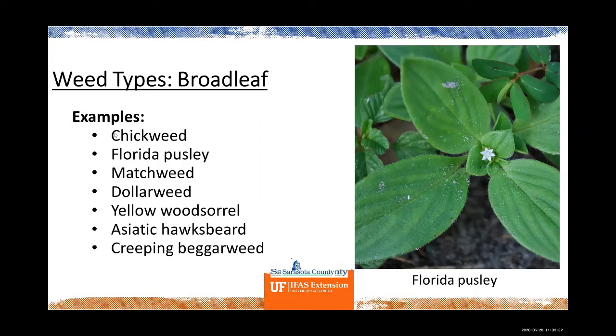Here are some other examples of broadleaf weeds: chickweed, matchweed, dollarweed, yellow woodsorrel, Asiatic hawksbeard, and creeping beggarweed. Again, it is important to know what kind of weed you're trying to control, because the label will say what kind of weed the active ingredient is effective on. And I don't have money to burn. I don't personally know of anyone who has money to burn. So if you're applying an herbicide to a set of weeds and no one knows if the active ingredient can control those weeds, then you just might be burning money.